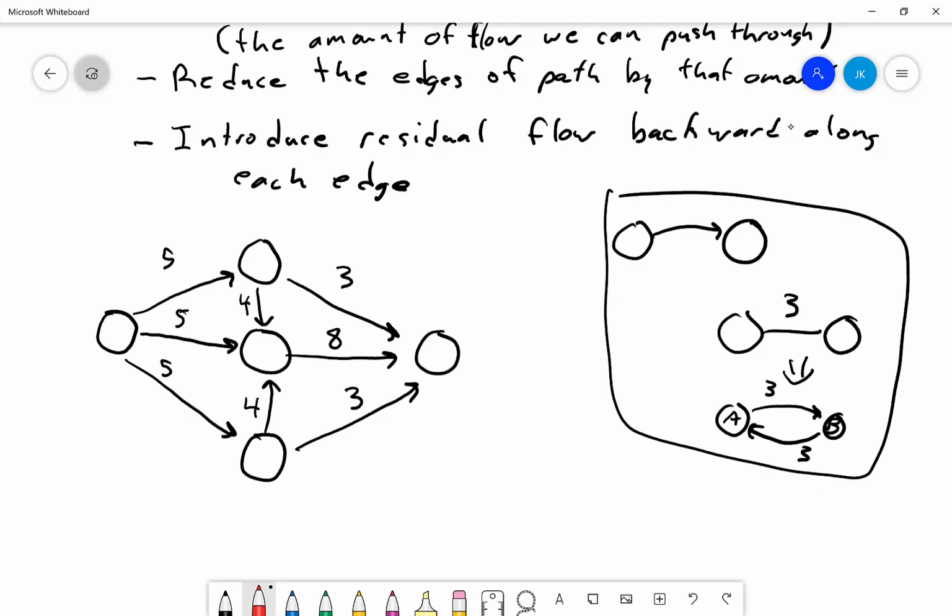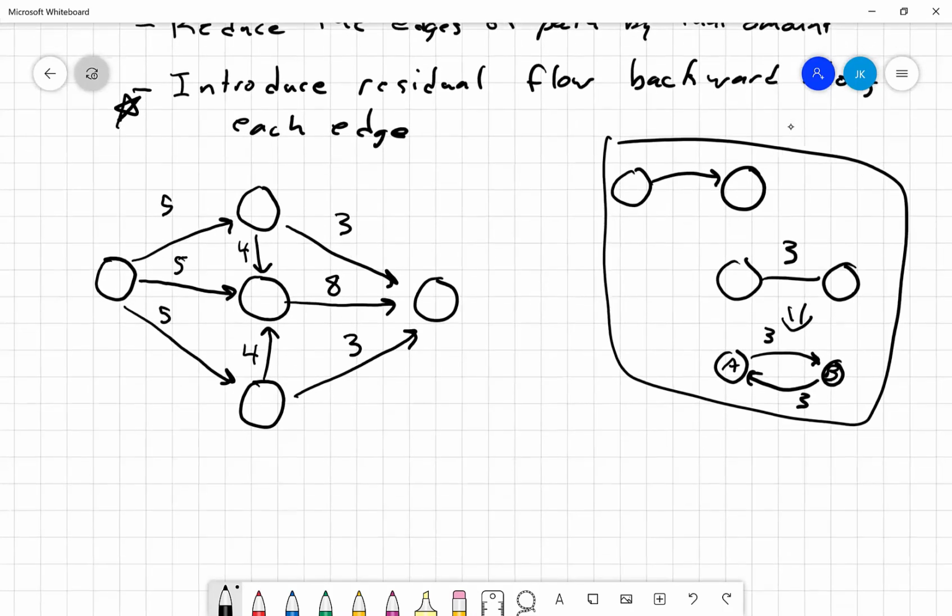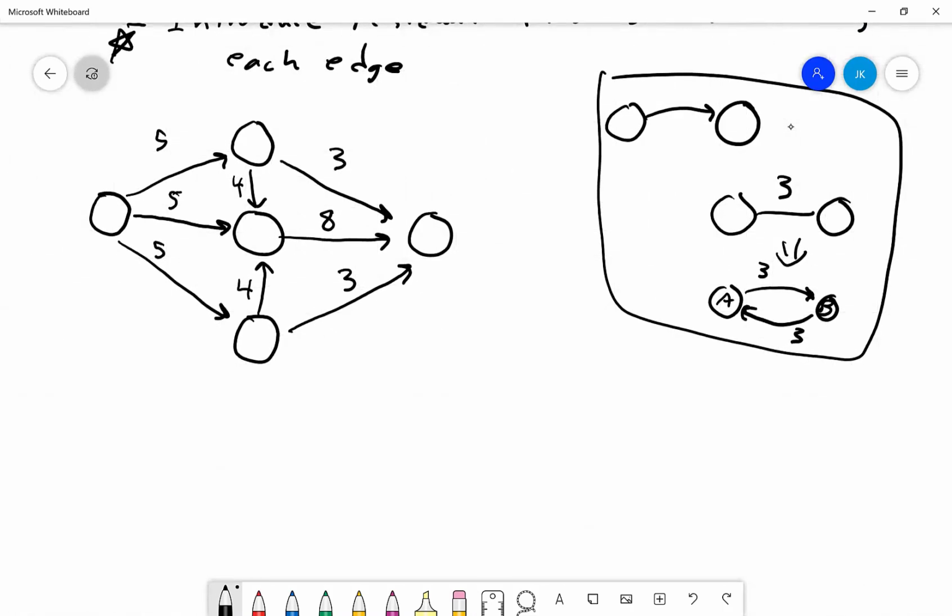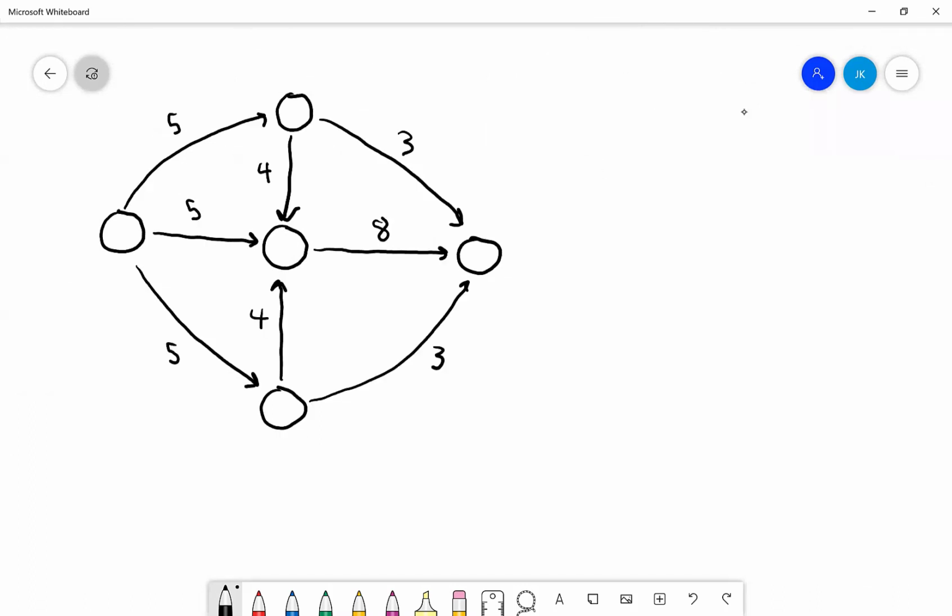Okay, so if that is my graph, I'm going to copy this in just a second, and I'll show you how this would work in the greedy approach where I don't have this important aspect of the residual flow backward along each edge. And again, that's kind of the key part to this algorithm. So I'll reproduce this, and then we'll see what it looks like for the greedy case.